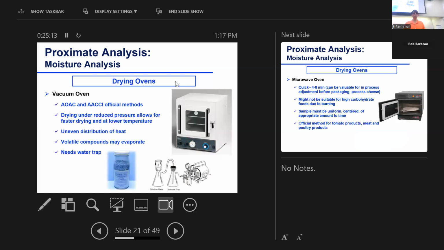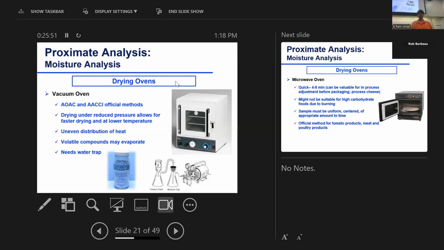Vacuum oven also is an official method of analysis. There are very many for different types of food. And the advantage of vacuum over forced draft is that you have lower temperature. So you reduce the boiling point of moisture, so you evaporate at lower temperature. So you have less chance of burning of carbohydrates or Maillard reactions and other chemical reactions that are sped up by heat. So this is a good thing.